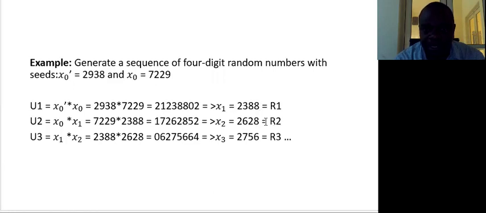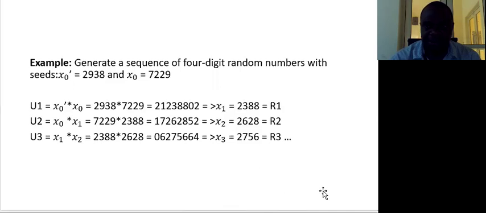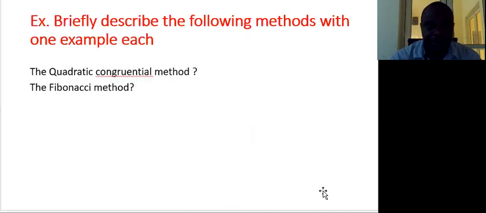Now we will multiply this R2 not with the x naught this time, but the newly generated number, which is 2388. So we have 2388 multiplied by 2628 to give us 06275664. Now when we extract the four middle numbers here, we'll have 2756 to be equal to R3. Then we'll continue this same process just like we did in the previous method, till we arrive at a point where all the values become 0, 0, 0. So this is how you generate using the mean product method.